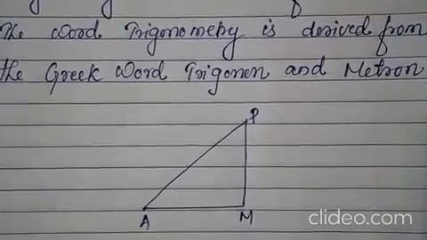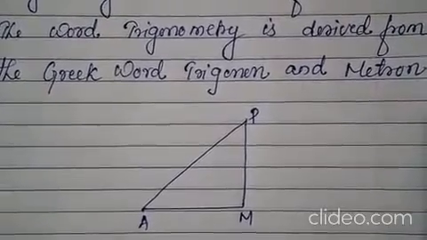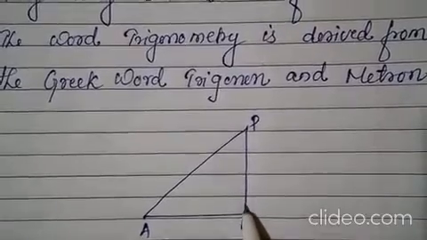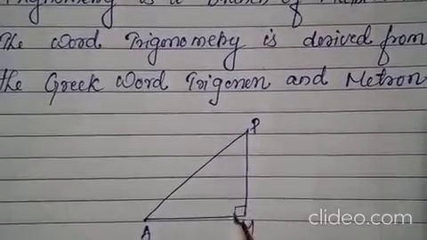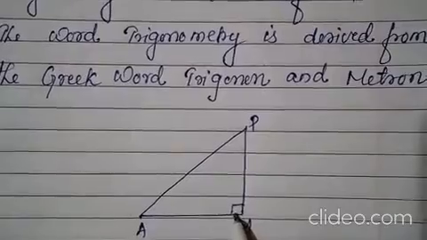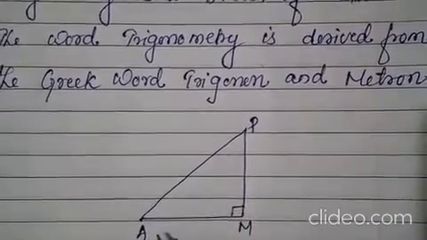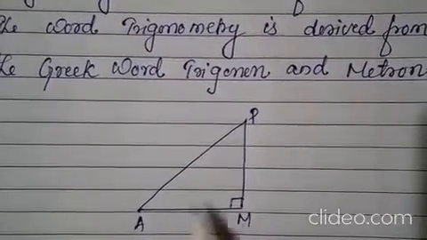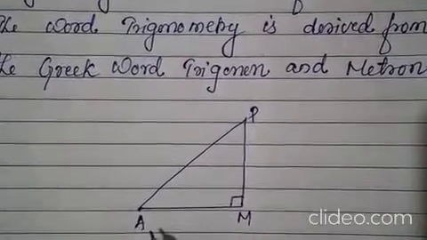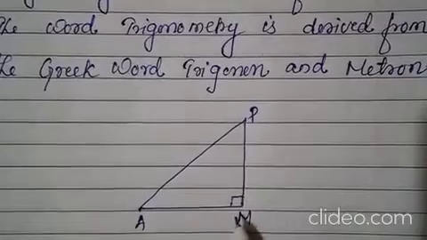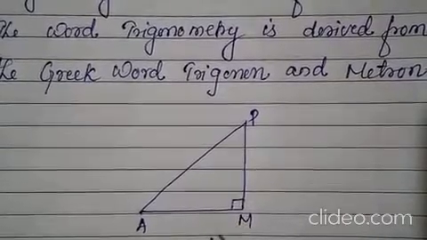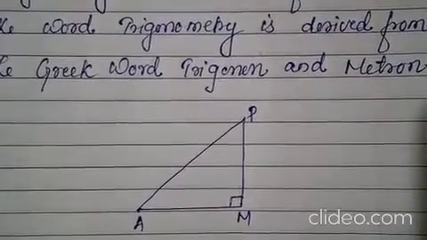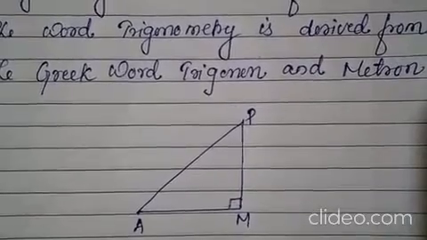So this is a right angle triangle. Right angle means 90 degrees. If this is 90 degrees, then angle A and angle B are 45 degrees each. 45 plus 45 is 90, and 90 plus 90 is 180 degrees. This is the angle sum property we studied in earlier classes.